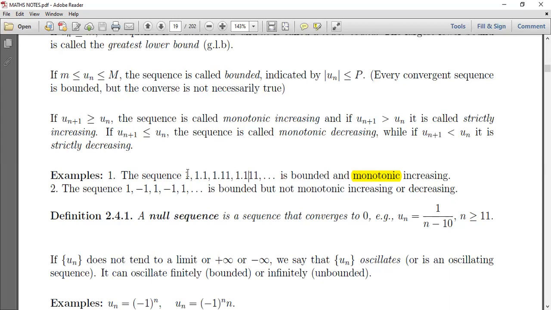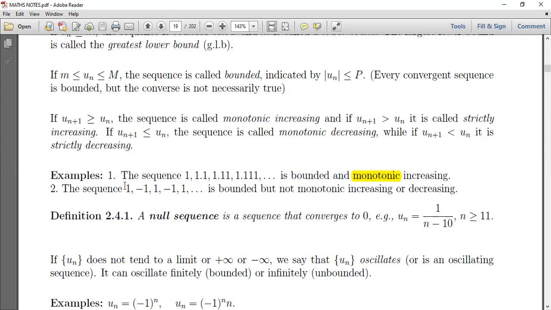So such a sequence is bounded. It's bounded below by 1, and these terms will never go above 1, 2. So it is bounded, and it's not monotonic. That's why I highlighted this. It is a strictly increasing sequence because the next term is always bigger than the previous term. So in the notes I wrote monotonic, which is not correct. It is a strictly increasing sequence.